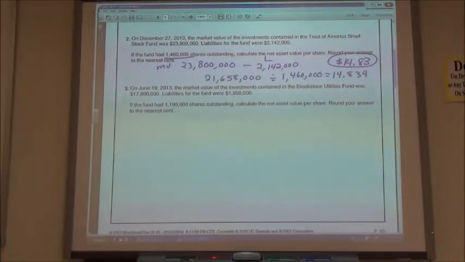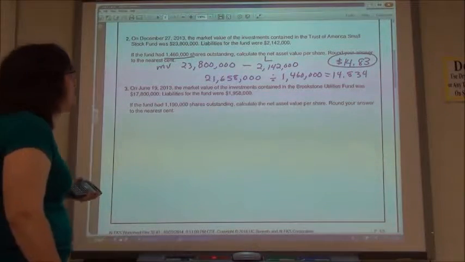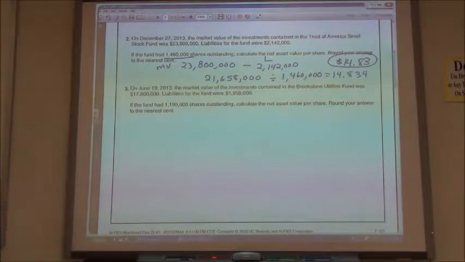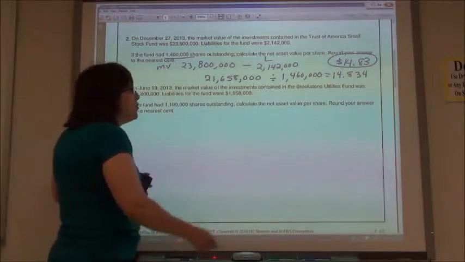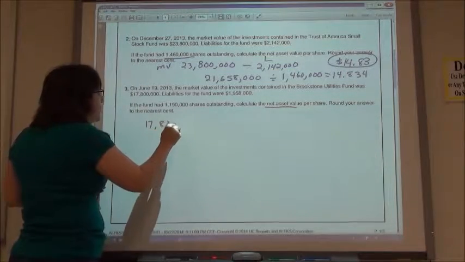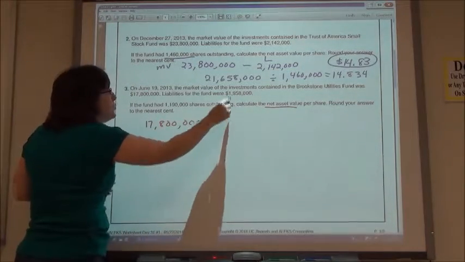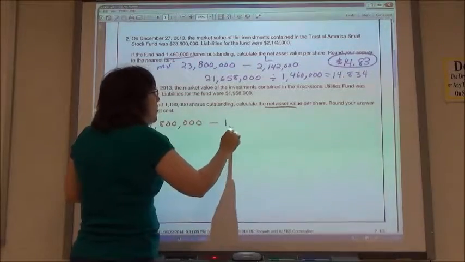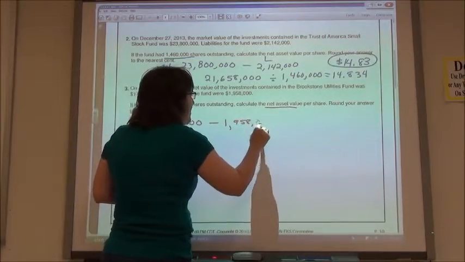Number 3, on June 19th, 2013, the market value of an investment contained in the Brookstone Utilities Fund was $17,800,000. Liabilities for the fund were $1,958,000. The fund had 1,190,000 shares outstanding. Calculate the net asset value per share. So just doing the net asset value, I'm going to take my $17,800,000 and subtract the liabilities, $1,958,000.